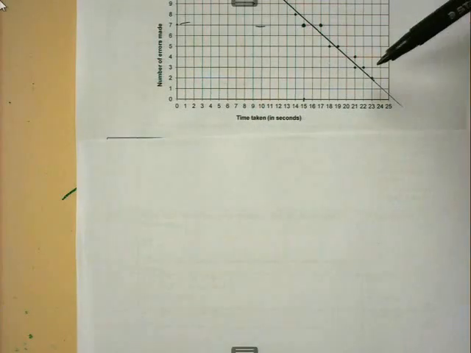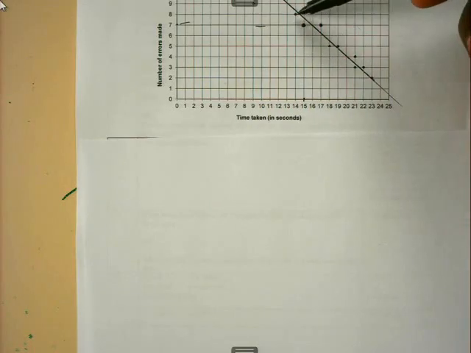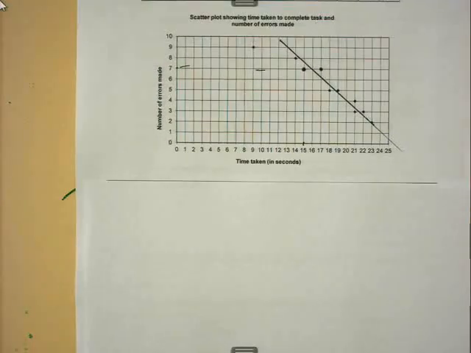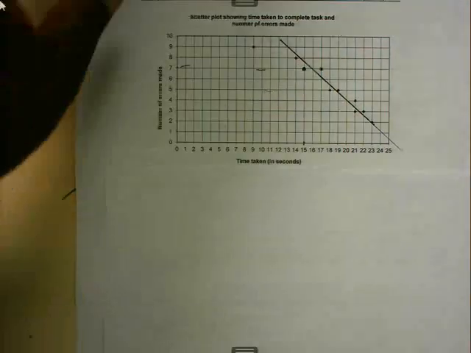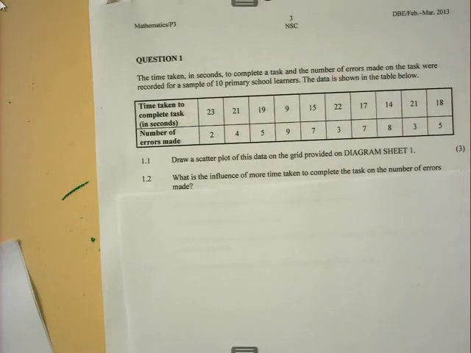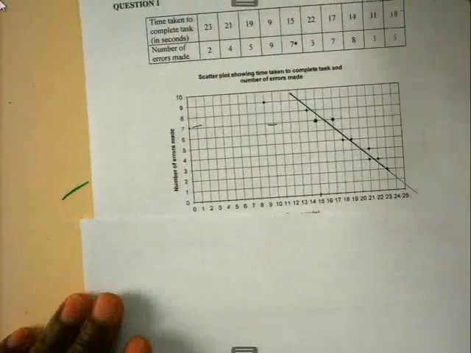How many points are above? 1, 2, 3, 4, 5. How many points below? 1, 2, 3, 4, 5. More or less, that is the line of best fit. So it's linear. So the first question states: what is the influence of more time taken to complete the task on the number of errors made? Based on the scatter plot.